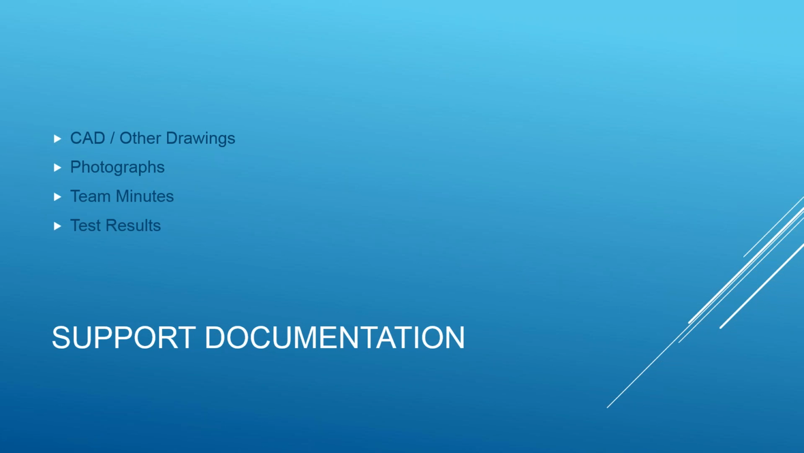Okay, the support documentation for the engineering notebook. First one here is the CAD or other drawings. You can download drawings from the BEST website and use those in your engineering notebook. You can also use any CAD drawings that you prepare and any hand drawings that you prepare. Sketches would be just fine, so long as they document either parts or your complete robot. Photographs are great supporting documentation. As you're going through your design and build, someone can easily snap some pictures, and you can include those in your engineering notebook.